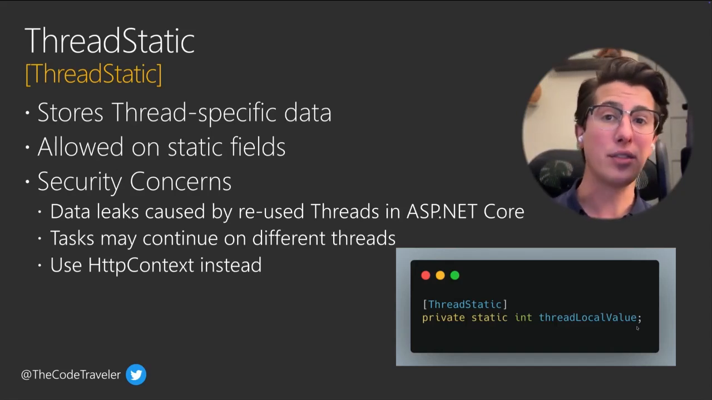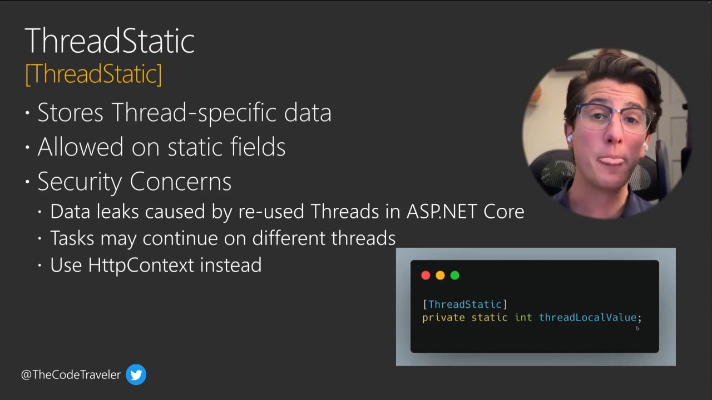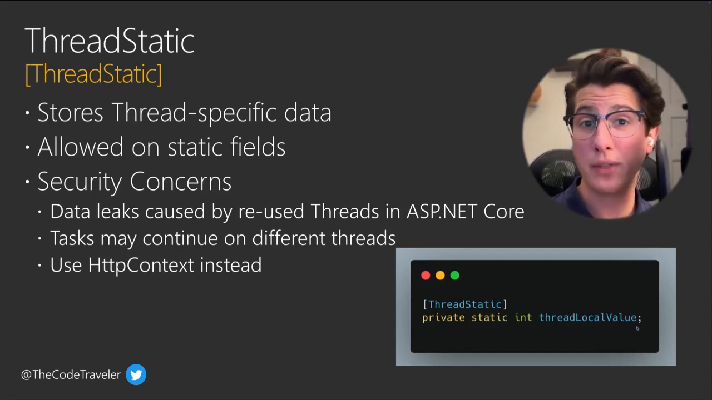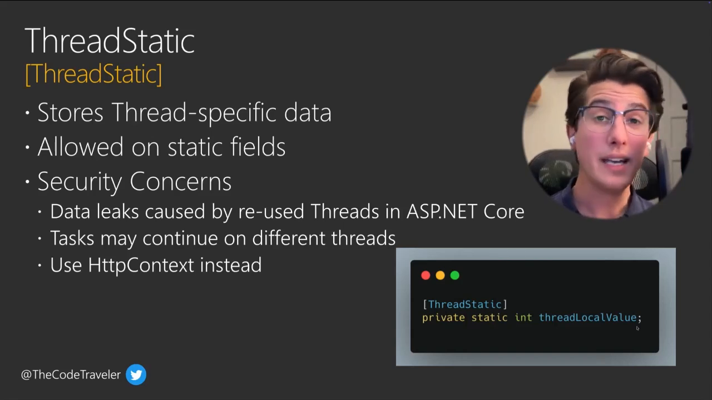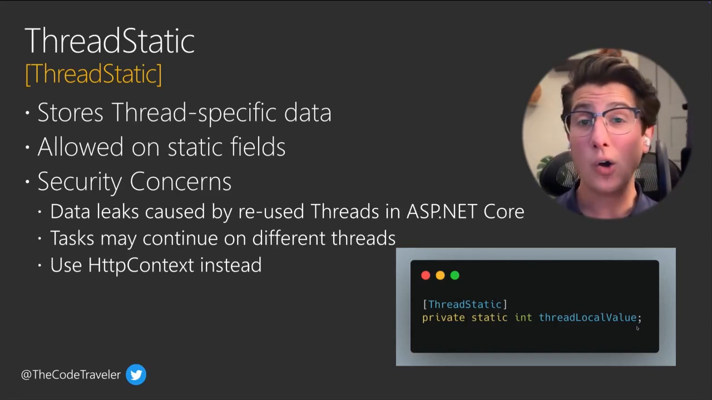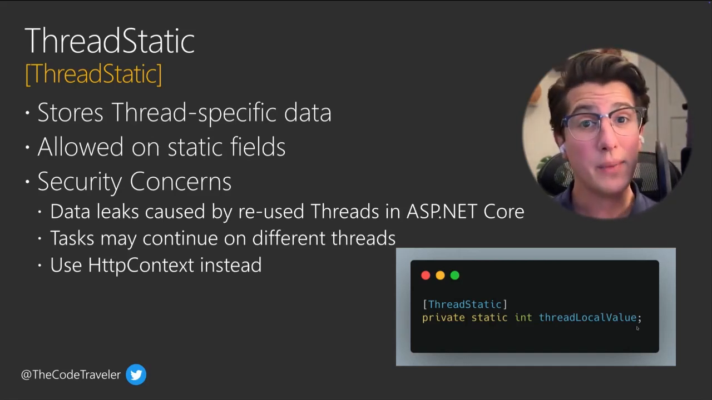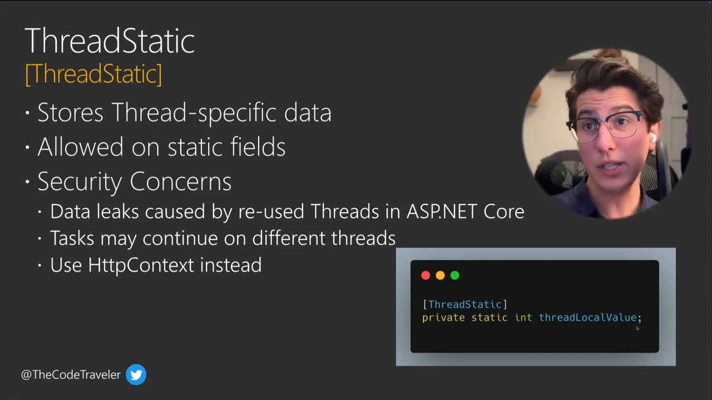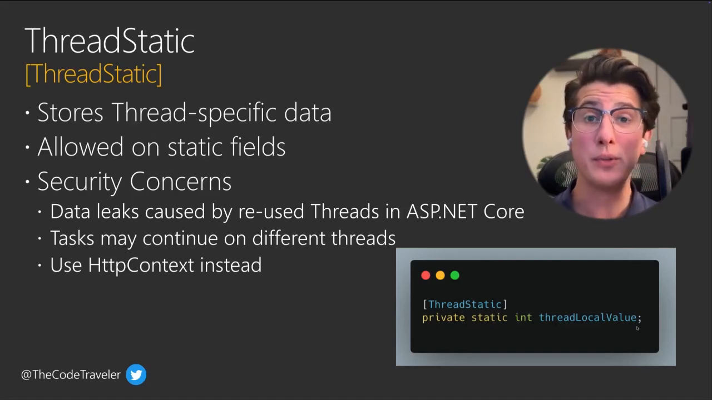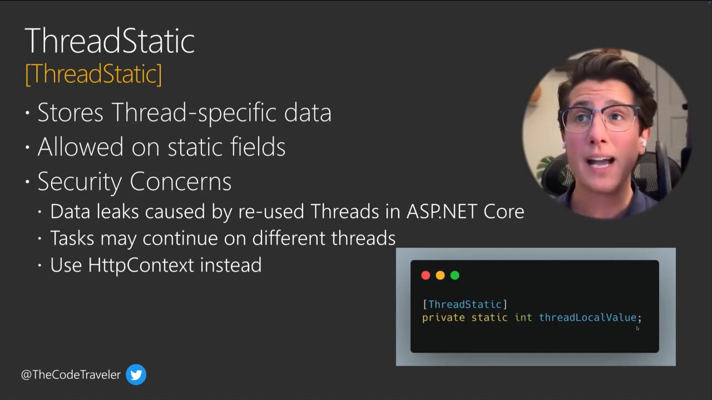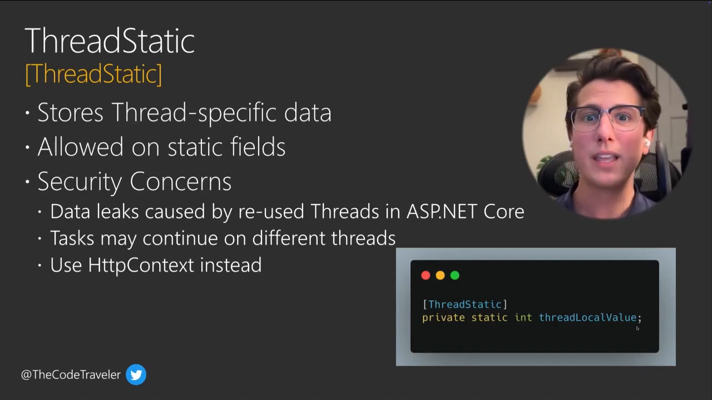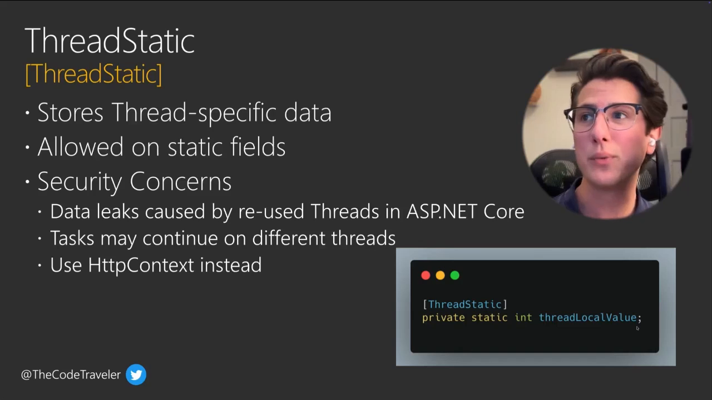But when we assign the thread static attribute to it, it tells .NET to keep this value on the specific thread that assigned it. Now, something to keep in mind are the security concerns that come along with thread static, because .NET does reuse threads. So for example, let's say you have an ASP.NET Core API, you have multiple API requests coming in every second, and eventually a thread will get reused.